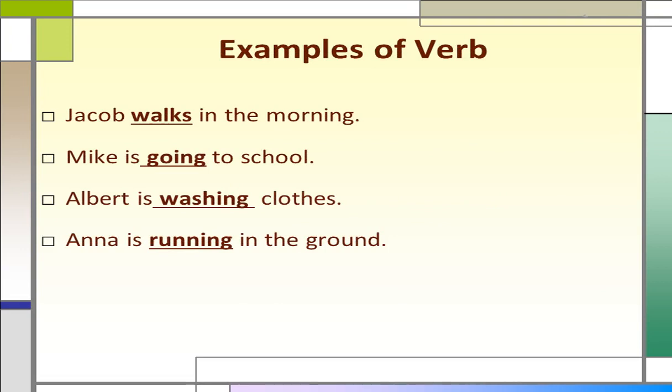Jacob walks in the morning. In this sentence, walk is a verb. In the second example, going is a verb. In the third example, washing is a verb. In the fourth example, running is a verb. Because all these are actions done by someone.